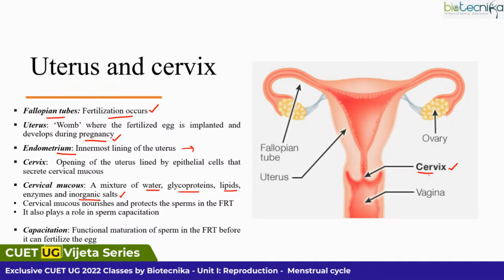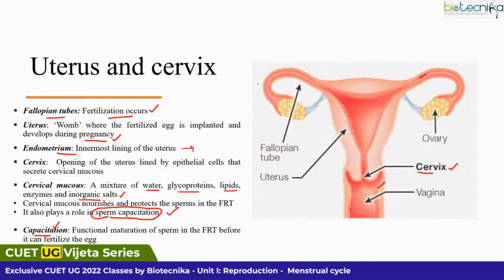Another function it does is known as sperm capacitation. So what is this sperm capacitation? Capacitation means that when the sperm comes into the female body, some level of maturation of the sperm occurs in the female reproductive tract. It matures here before it fertilizes the egg in the fallopian tube. That maturation taking place in the female reproductive tract is known as sperm capacitation, and for that, cervical mucus plays a very important role. Okay, next.